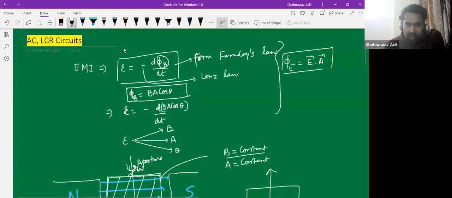Okay, and then I have to reach this LCR circuit. So I will quickly write those results. But before we do that, you guys please note down these terms.